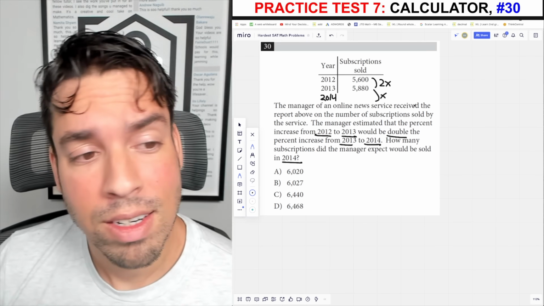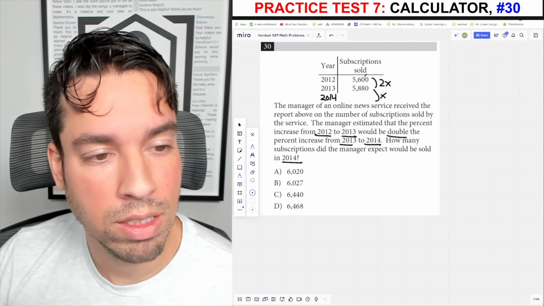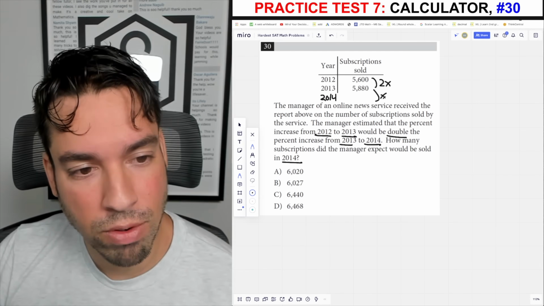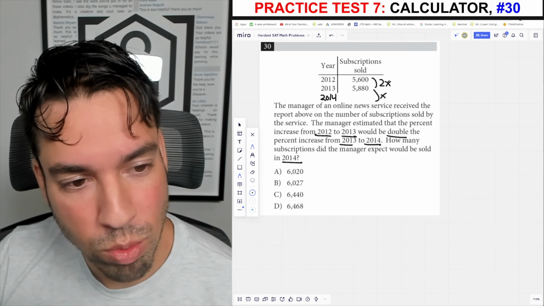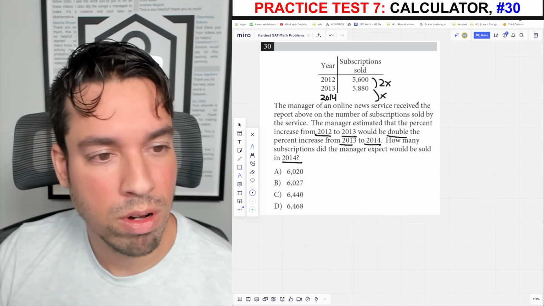So yes, this is a straight up percent problem, but I do find it difficult the way that it's given. It's also got this information, and it's also like reverse. It's saying this, the previous one is double. So really what it's saying is this is half of that. Thankfully, this is a calculator problem, so that helps a lot.